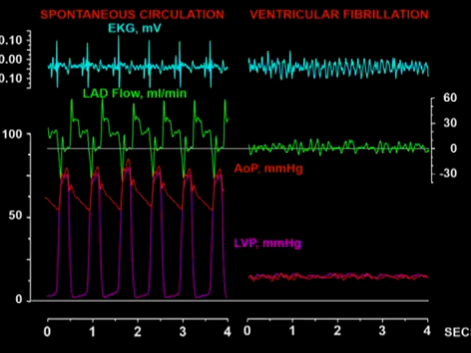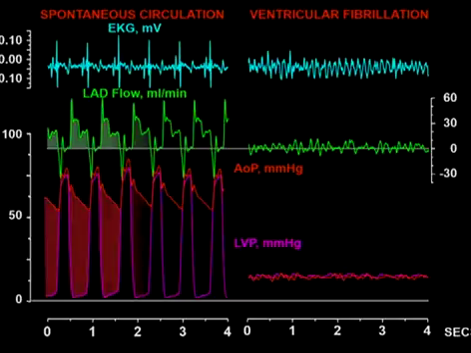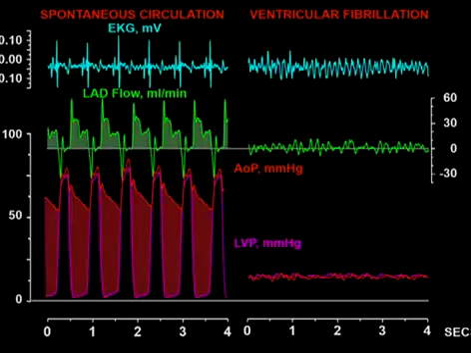There is good blood flow through the coronary artery. That's the LAD flow. We put a probe in the left anterior descending artery, and that perfuses the heart. When the heart goes into VF, there's no longer blood flow. I wanted you to realize that the heart still is consuming a lot of energy, evidenced by ventricular fibrillation. The heart is fibrillating, and there's no blood flow. That creates a severe imbalance between oxygen demand and oxygen supply, and that is the reason why the heart very quickly is going to develop severe ischemia.